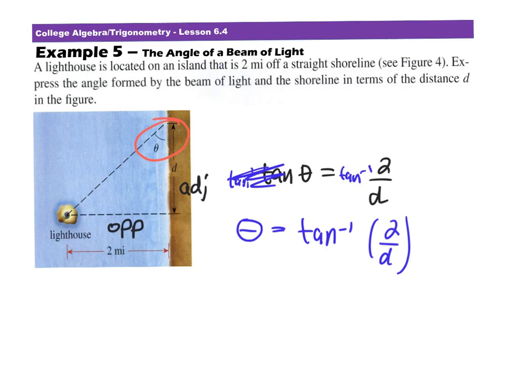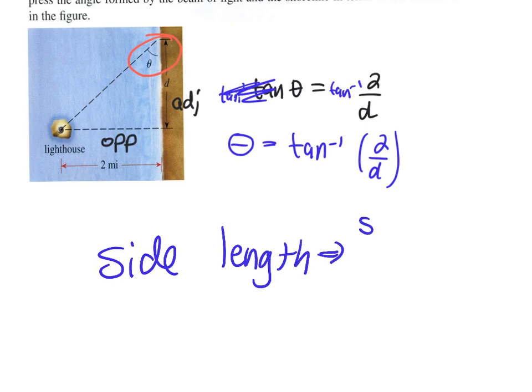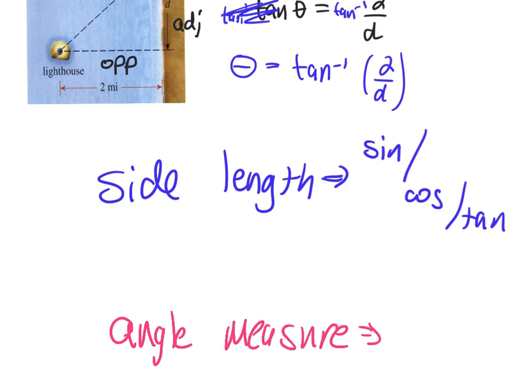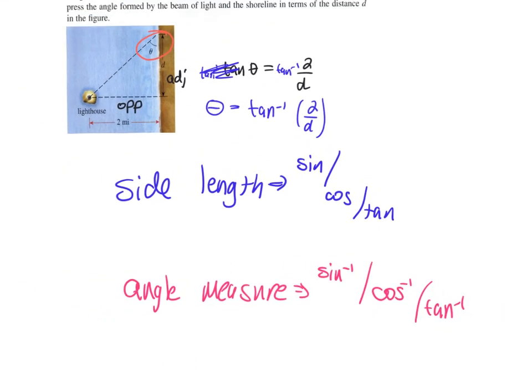Okay, guys, so the biggest takeaway from this, 6.4, is that when you're looking for a side length, you use sine, cosine, and tangent. When you are looking for an angle measure, what do you use? Arc sine, sine -1. Arc cosine, cosine -1, or arc tangent. Good, Hayden. All right, that's the biggest thing to take away from this.